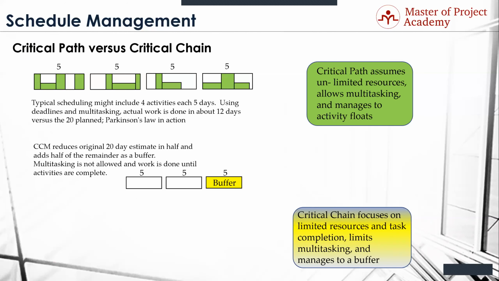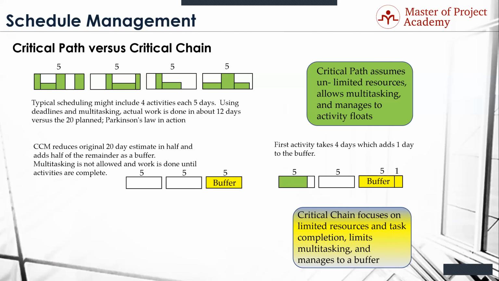So you take your 20-day project, you cut it in half, which is 10. That's the 2 white blocks there, 5 days each, and you add half of that on as a buffer, 5 more days, half of the 10 you cut off. Make sense? Yep. Now I got full dedicated resources.